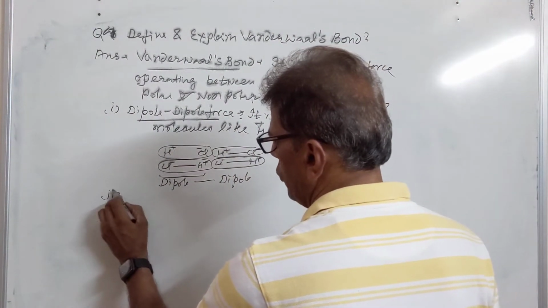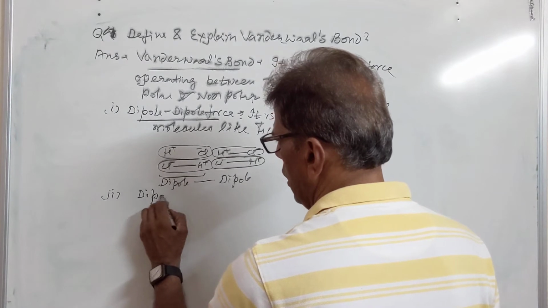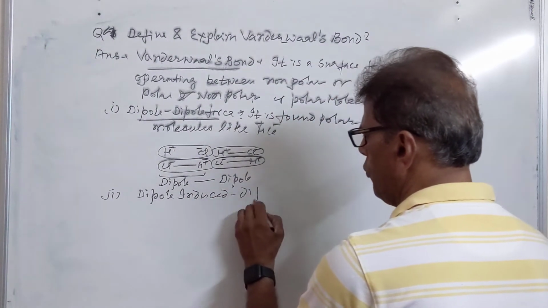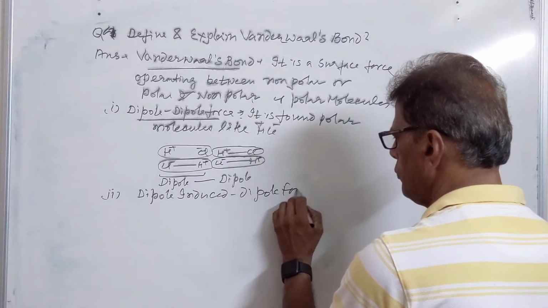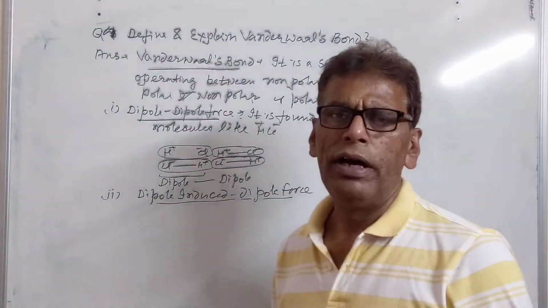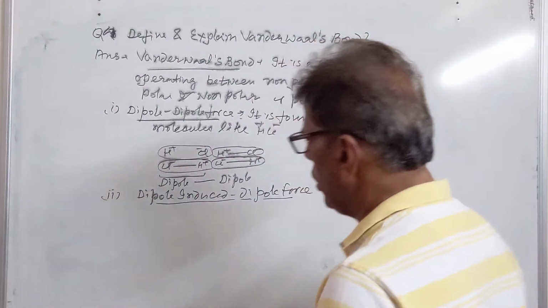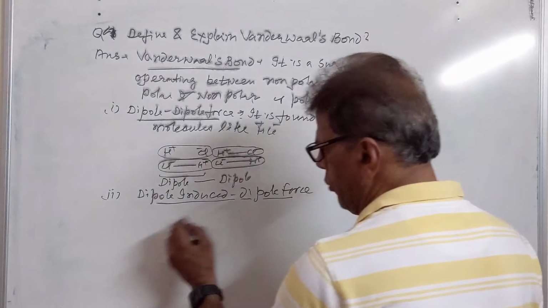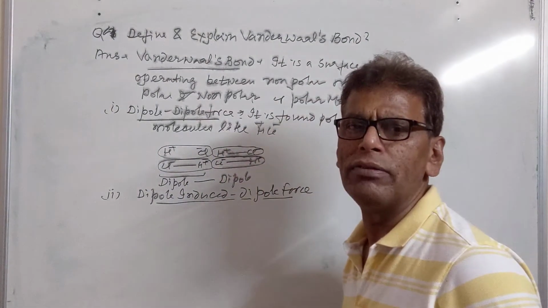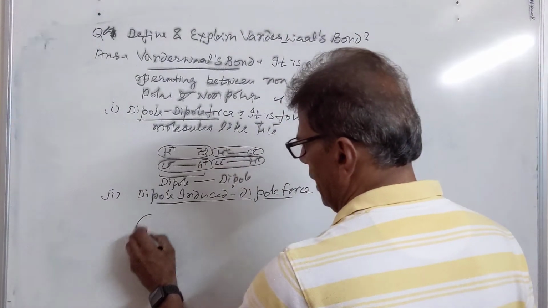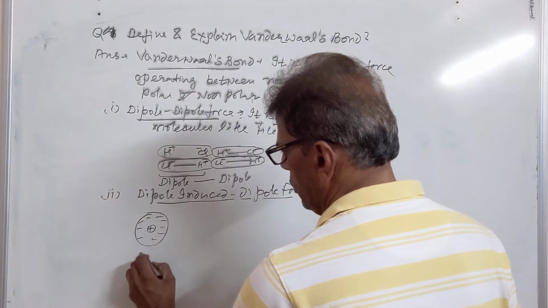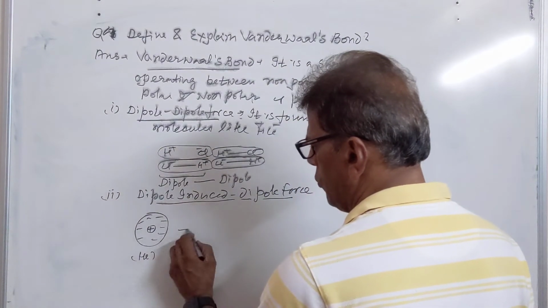Then we have the second force, that is dipole induced dipole force. This type of force is found between a polar and a non-polar molecule. The polar molecule induces a dipole in the non-polar molecule, and then they are held together by van der Waals force. Let us take the example of a noble gas. This is the nucleus of the helium atom, and these are the electrons outside it.